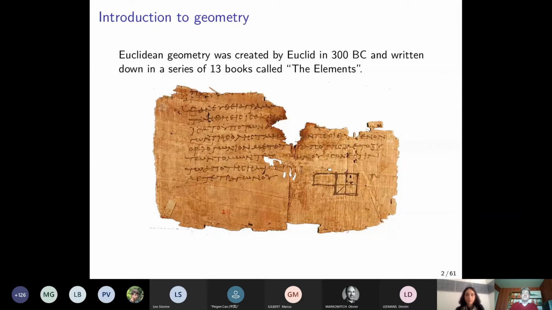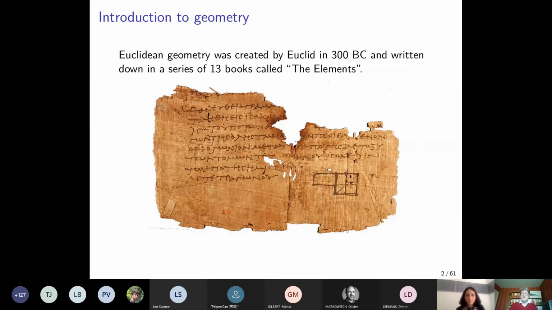Euclidean geometry was created by Euclid in 300 BC and written down in a series of 13 books called the Elements. The Elements were the first attempt to develop geometry from first principles. This resulted in one of the most successful textbooks ever written. The originals did not survive, but since their first printing in 1482, there have been more than 1,000 editions.